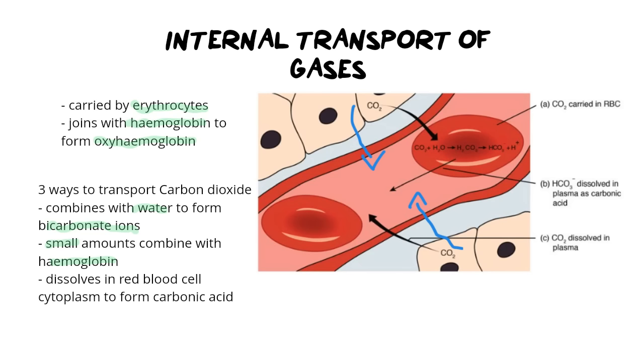Now, the final amount of carbon dioxide is dissolved in the cytoplasm of your red blood cells, and it forms carbonic acid. Now, acids in general are not great for your tissues, but the carbonic acid plays a really important role in gaseous exchange, which I'm going to elaborate on in the next slide after this, so you can see how important it actually is.